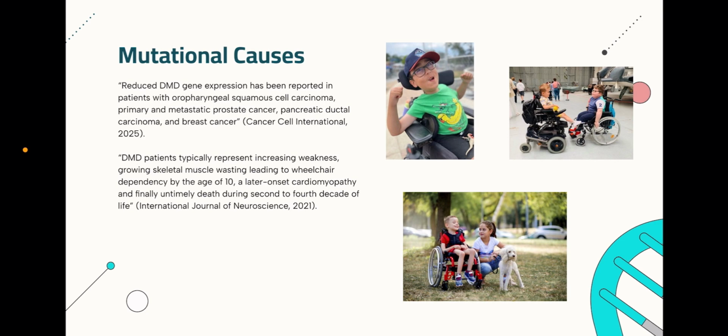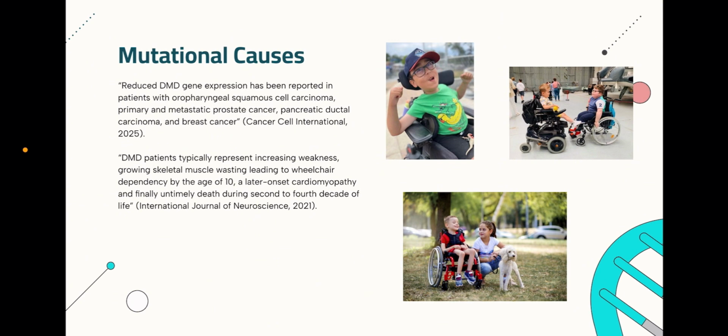According to this journal in 2021, DMD patients typically present with increasing weakness and growing skeletal muscle wasting, leading to wheelchair dependency by the age of 10, a later onset cardiomyopathy, and ultimately death during the second to fourth decade of life. So the survival rates have gone up, but they're still pretty low. You can survive to your 30s or 40s and sometimes even higher, but you don't really get that full lifespan, which I think is very, very sad.